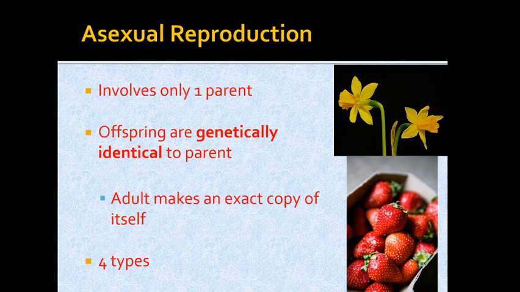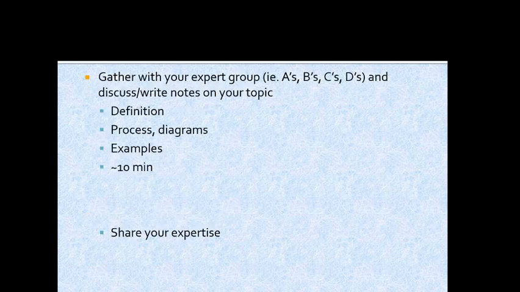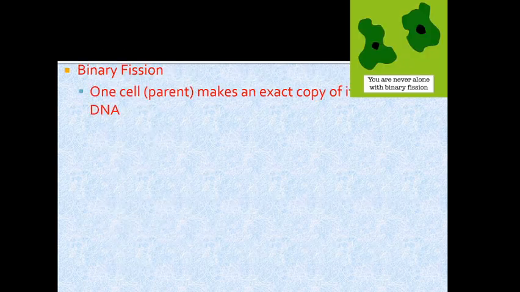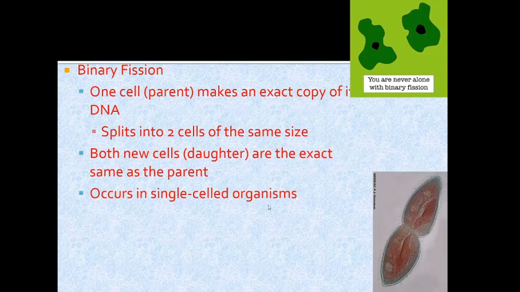We have four ways of asexual reproduction. We'll skip this part because you don't do this. The first one is binary fission. This is how bacteria reproduce. One parent cell makes an exact copy of its DNA, and then manages to separate into two different cells, and so on. Those cells will now create new daughter cells, the exact same copy of the parent.